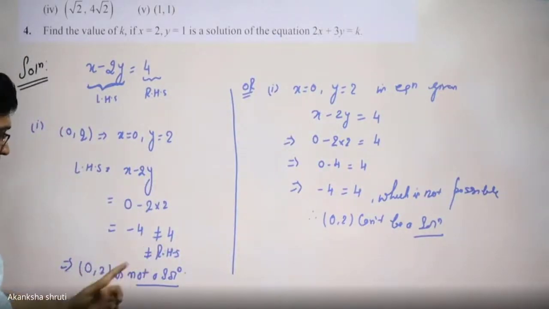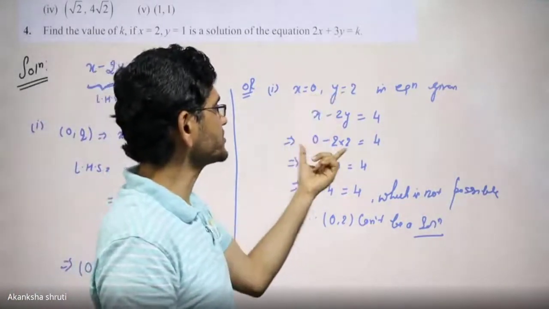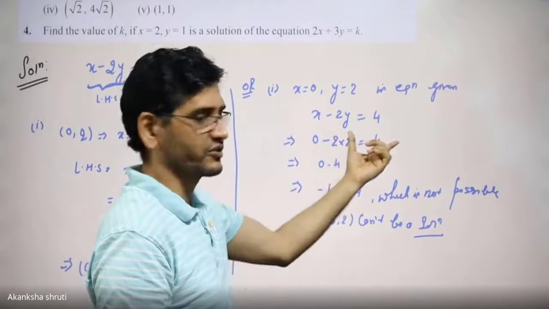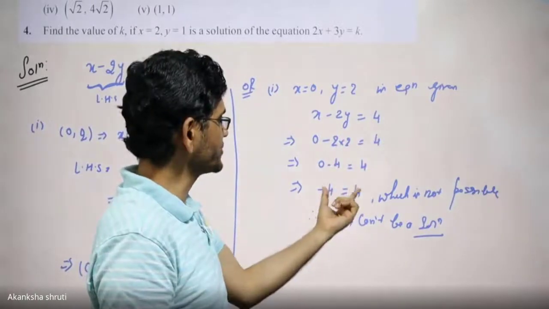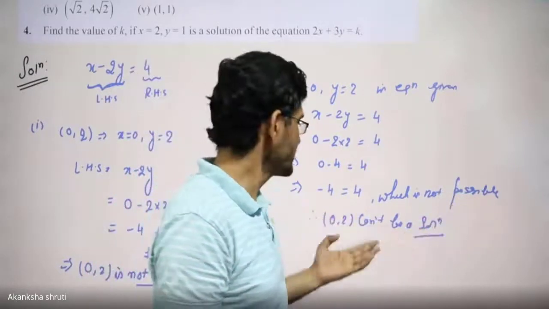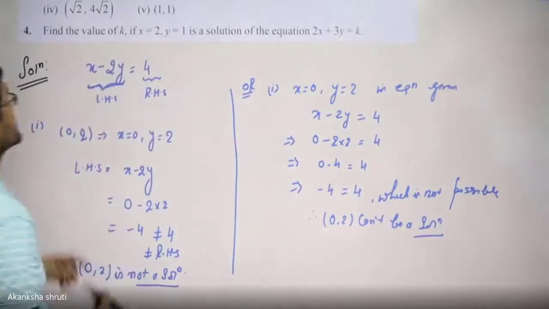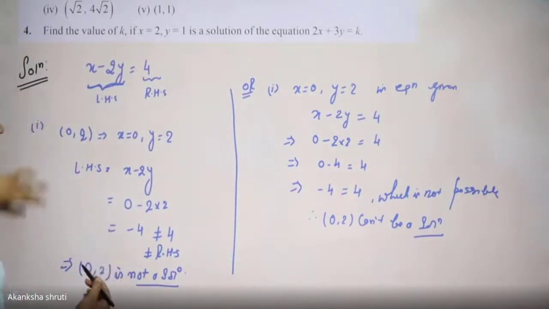If not getting it, it is not a solution. Or take the entire equation and substitute on either side if x and y are on both sides. If on simplification you are getting two different numbers, that will not be possible. It cannot be a solution. If it matches, then surely it is possible. Let us take the second question.